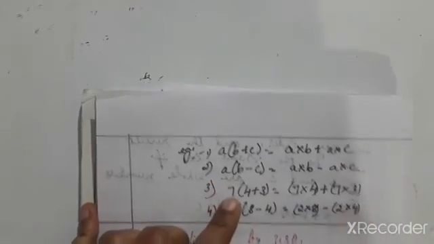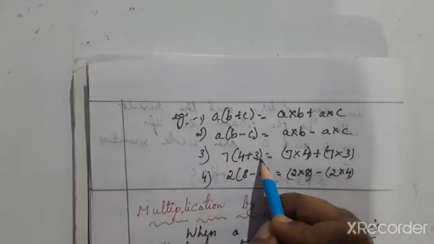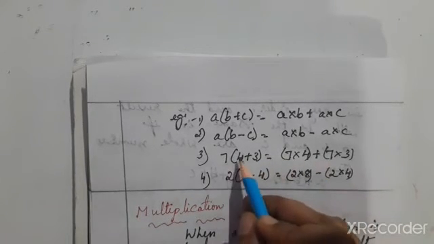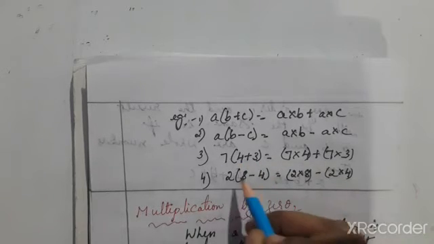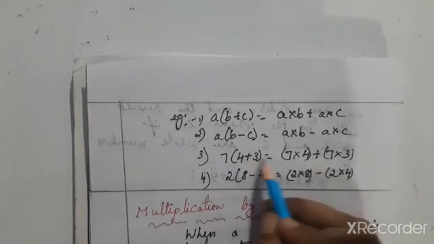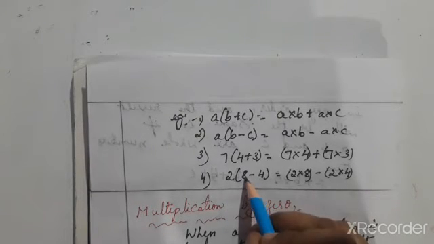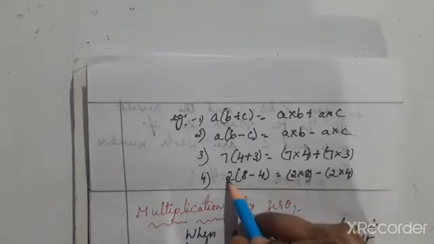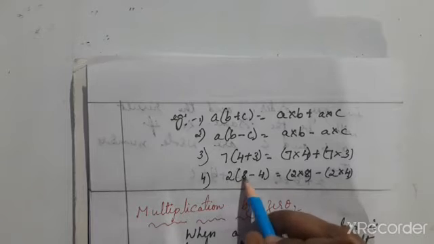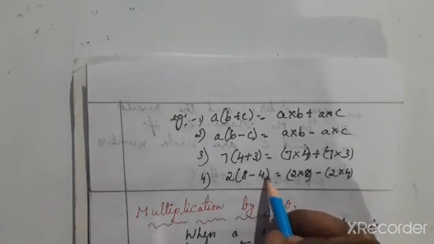Distributing things. Now here, third example, 7 into (4 plus 3). This is in numbers, numerals. Now 7 into 4 plus 7 into 3. Distributing 7 to each number. And next example, 2 into (8 minus 4). So what is the answer now? Right side, 2 into 8, multiplying 2 with each term. 2 into 8, here minus symbol, so we have to put a minus symbol, and 2 into 4.